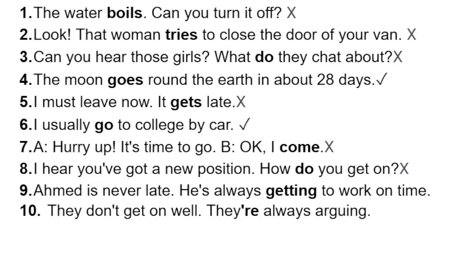Number 9. Ahmed is never late. He's always getting to work on time. The clue is in the adverb of frequency never. This tells us that the action is repeated. So in this case, we should always use the present simple. He always gets to work on time. So the verb here is wrong. It's in the present continuous, so this is wrong.